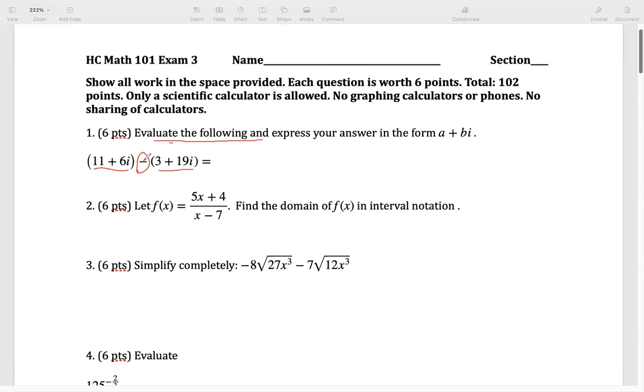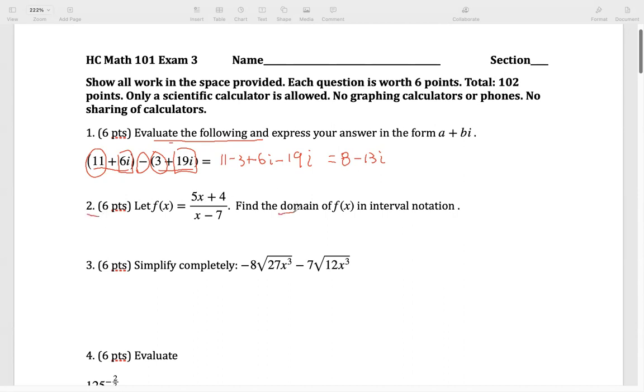So we're subtracting. So we subtract real number with real number. So that's 11 minus 3. Then imaginary part with imaginary part. So that's 6i minus 19i. Because this is a minus 19i. 11 minus 3, that's 8. 6 minus 19, that's negative 13. So the real part is 8. The imaginary part is negative 13.